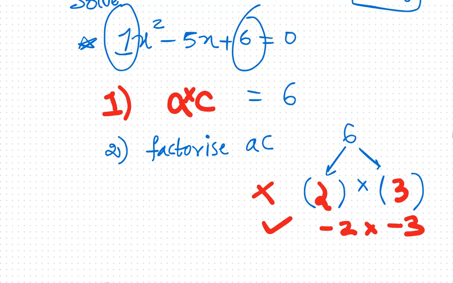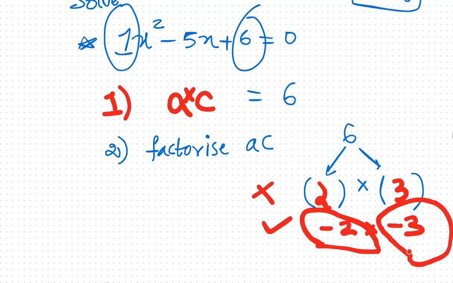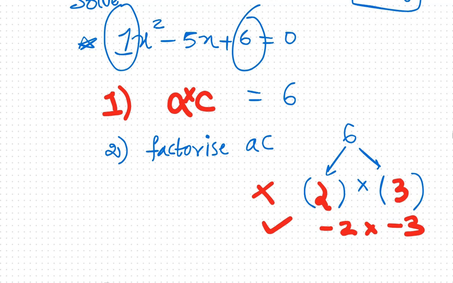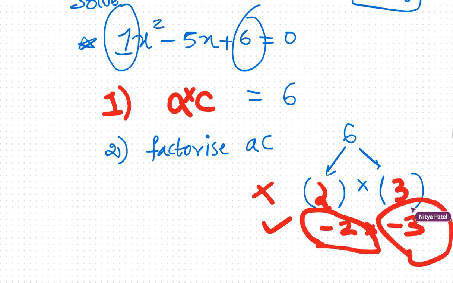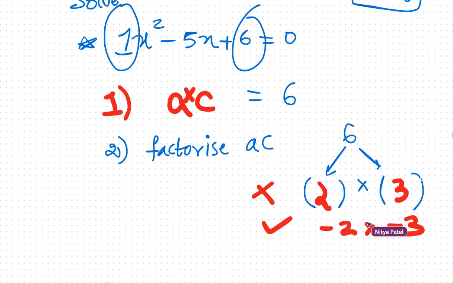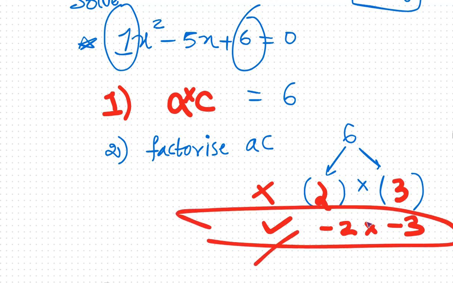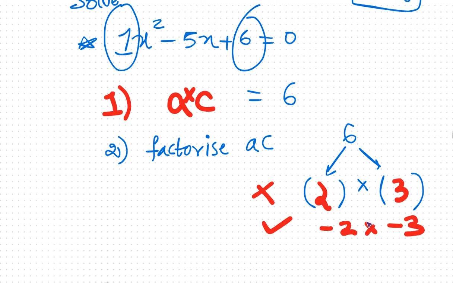You can do negative 2 plus negative 3. The product is negative 2 times negative 3, which is also positive 6. You understand this? These are not the values you are looking for; these are the values you are looking for: negative 2 and negative 3. So you have to split this negative 5 into negative 2 and negative 3.